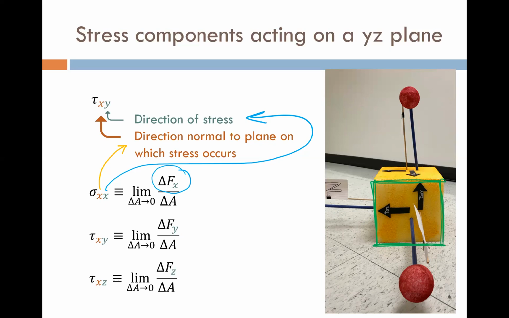Similarly, the shear stresses, there's two of them. Each of them are acting on the X face. So the first variable is X, but they are acting in two different directions. One is acting in the Y direction and one is acting in the Z direction. So tau xy is calculated as the limit of the force in the Y direction divided by the area, whereas tau xz is calculated as the force in the Z direction divided by the area.